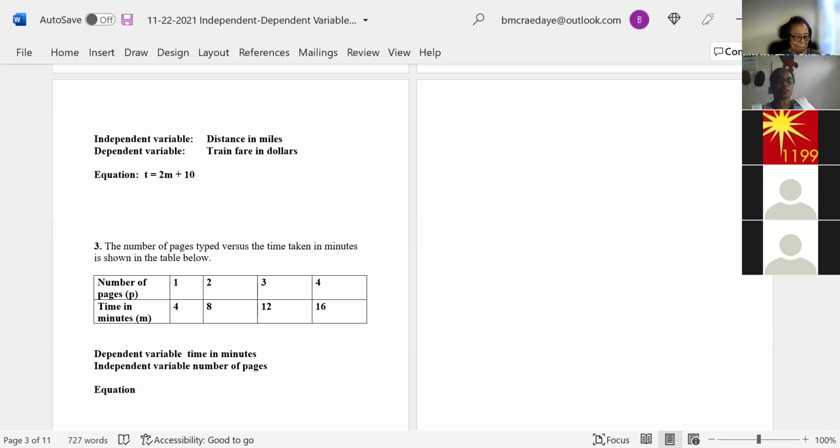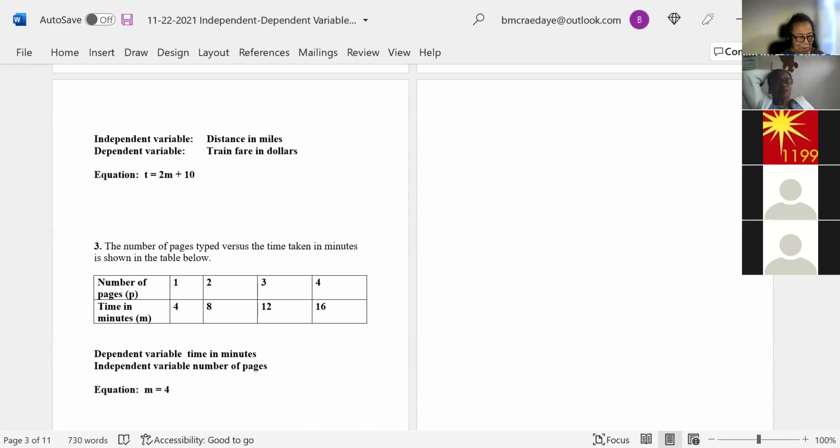Our equation, therefore, one moment, is number of pages, right? Yes. Pages. So therefore is P. Well, the dependent variable is the time in minutes. So that would be M. M. That's your output. M. Yeah. What is that equal to, Vanessa? Okay. M equal to 4. Okay. Am I right? Yeah, you're right.